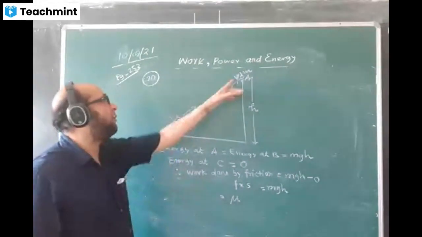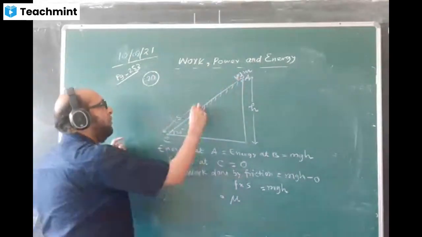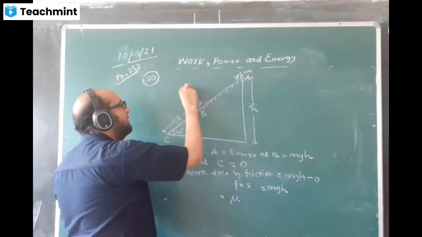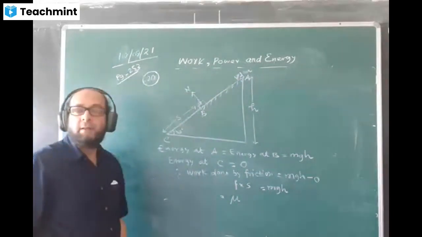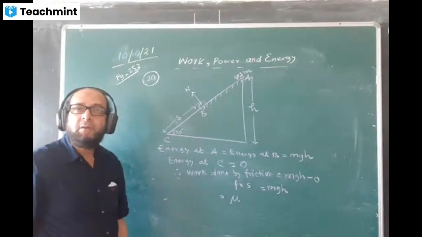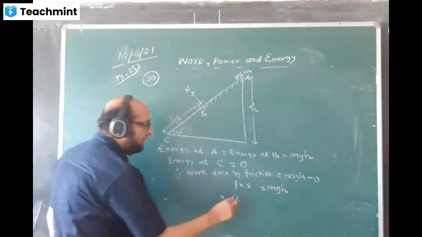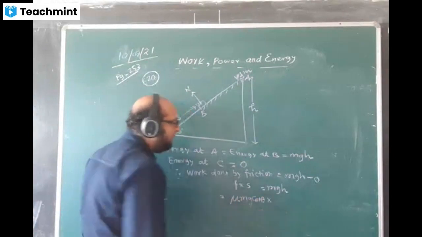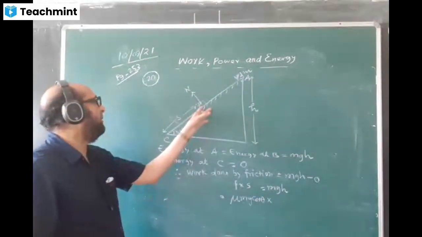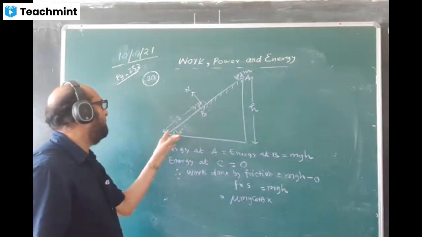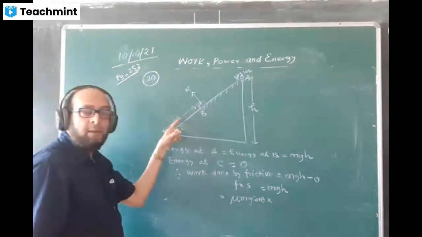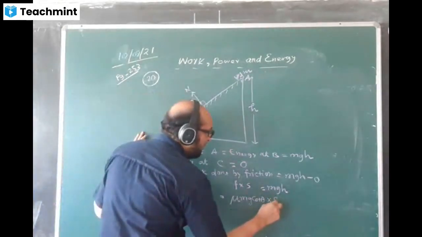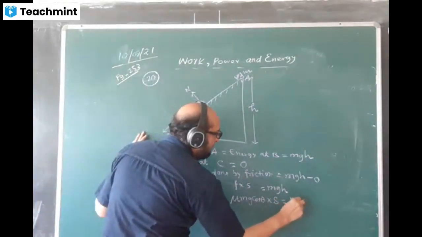What is the normal reaction value? On the inclined plane, the block comes anywhere on it. What is the normal reaction here? In this case, how much is the value of normal reaction? mg cos theta. Very good. Please write that down. Mg cos theta, into the displacement. How much is the displacement here? What is the displacement? S. Here S is equal to mgh.